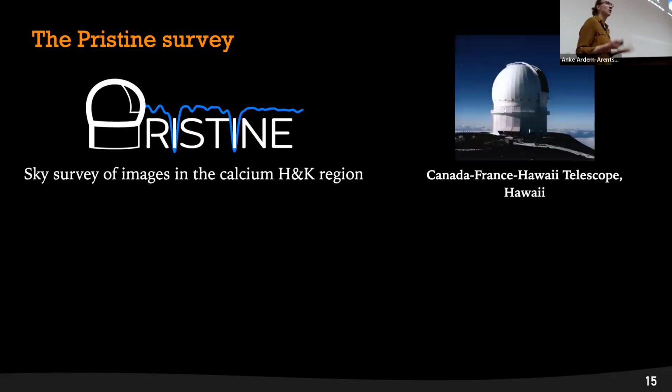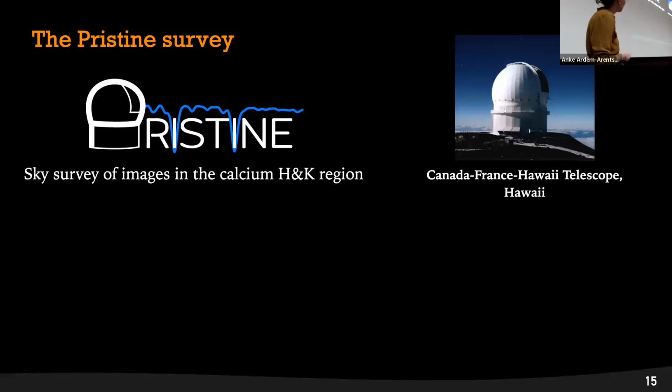So this is in the Pristine collaboration. It's a sky survey of images in this calcium H&K region. In one image, you get about a square degree of the sky, with hundreds or thousands of stars. And very quickly, in 100, 200 seconds, you get a lot of these stars. Then you pick the most interesting ones to follow up with more expensive spectroscopy.